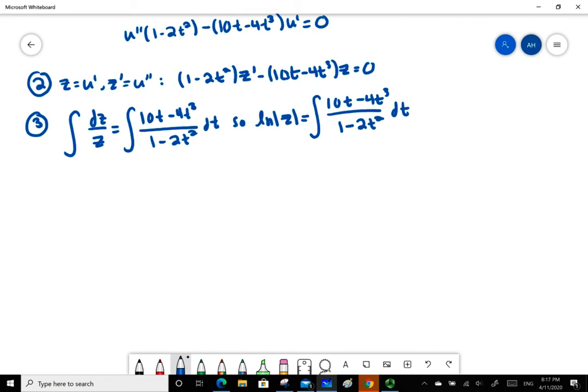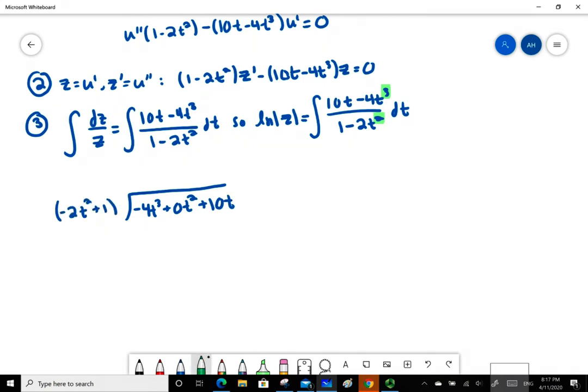Before we can integrate it, we need to rewrite it. I can tell that I need to rewrite it because the degree of the polynomial in the numerator is larger than the degree of the denominator. So I should do polynomial long division first. I need to take negative 4t cubed plus 0t squared plus 10t and divide it by negative 2t squared plus 1. Polynomial long division works just like regular long division with numbers.